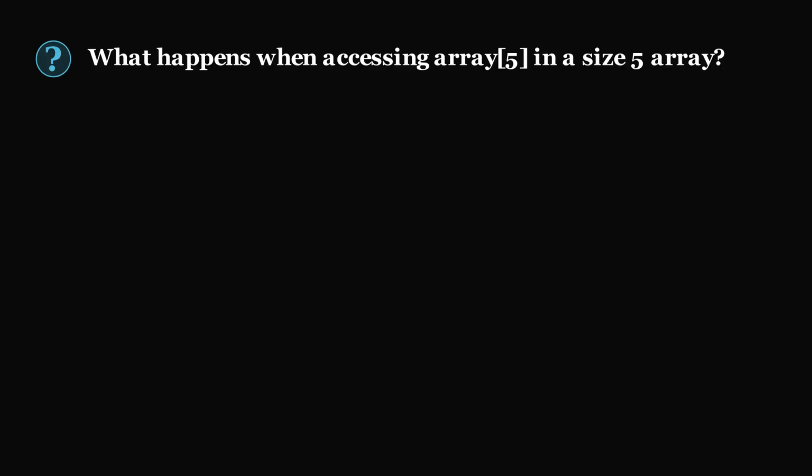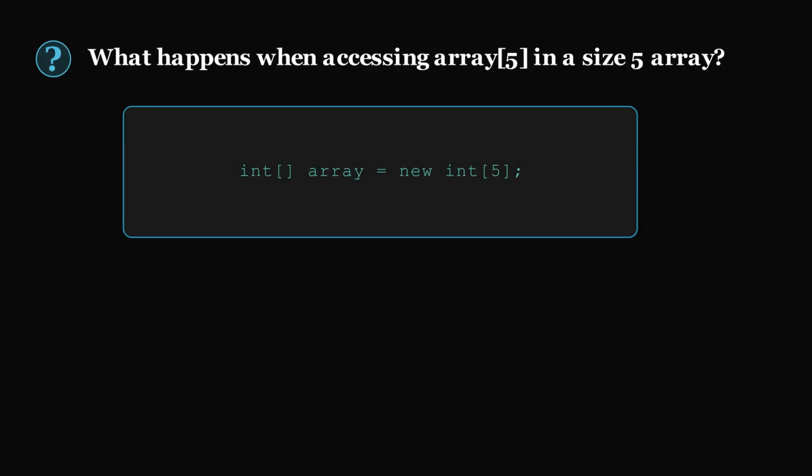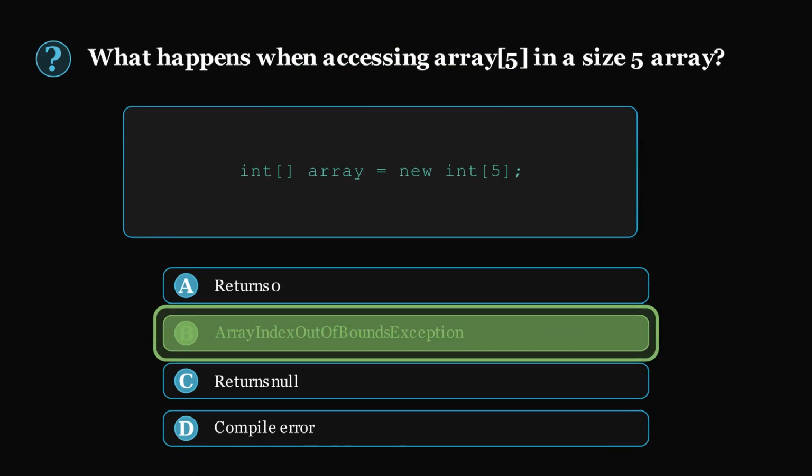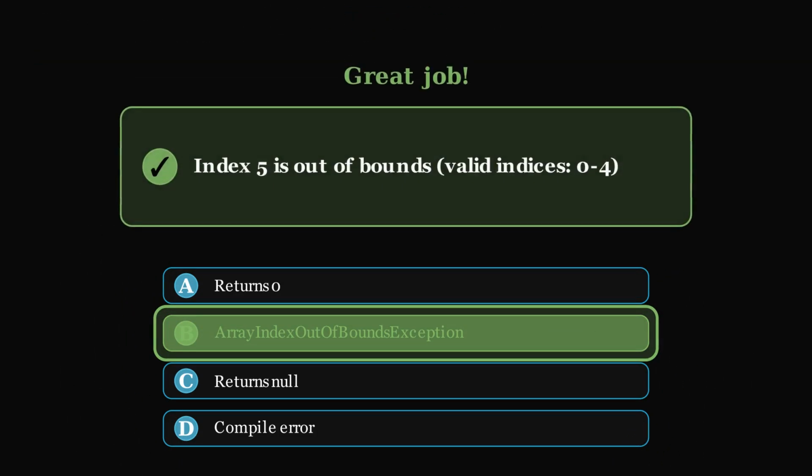What happens when accessing arr[5] in a size 5 array? Which one is correct? The correct answer is index 5 is out of bounds. Valid indices are 0 to 4.